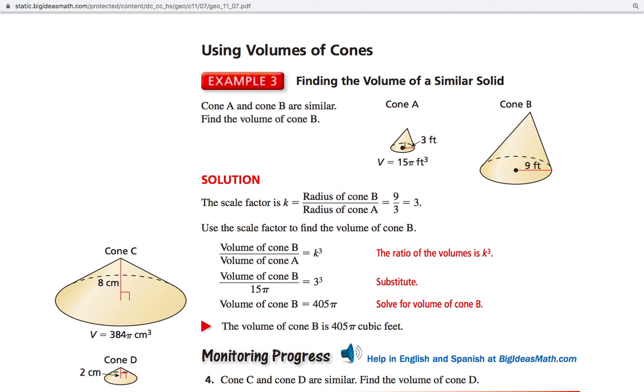Then we get into finding the volume of a similar solid. This is what we did the last couple sections still. Remember, you have to cube the scale factor. If you cube the scale factor, then you can set up the proportion to be able to solve for the volume. So in this case, my scale factor is 3/1. I would cube that. I would get 27 over 1 is equal to x over 15 pi, and then be able to solve it. They set it up slightly different. It's the same idea. I just have a 1 under that 3 cubed.